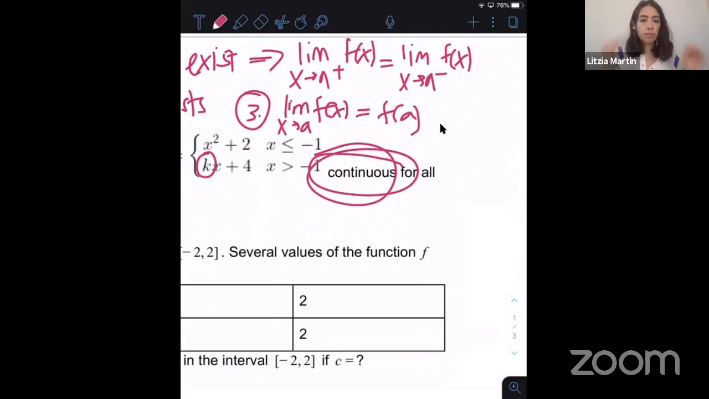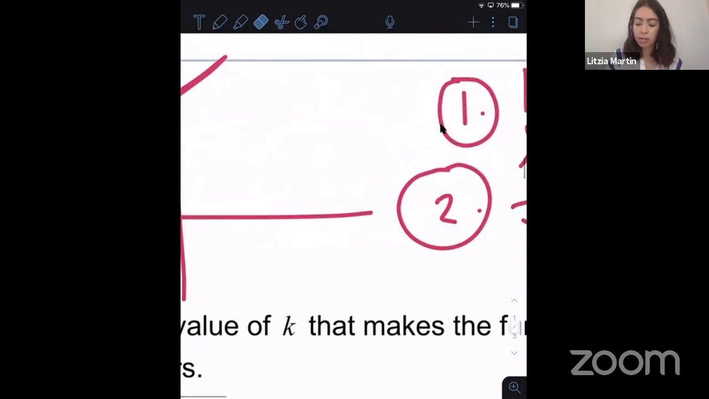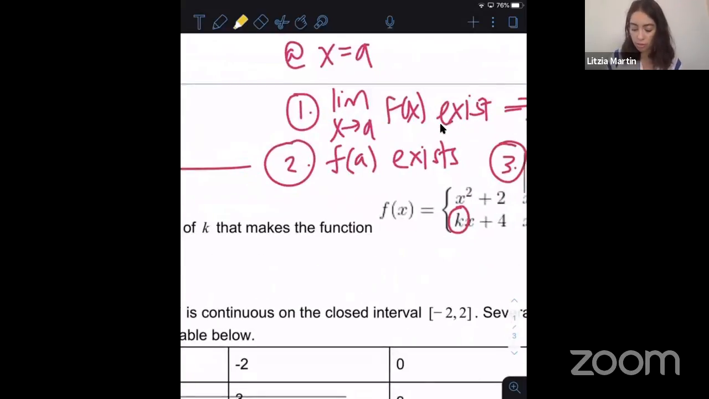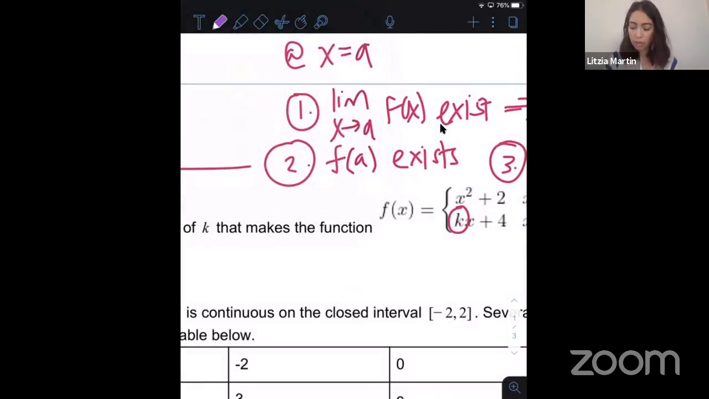So if we have a piecewise function, kind of like what we see here, that means that this left side here is the function x squared plus 2. That's the limit as x approaches -1 from the left. I'm going to try and squeeze what I can here. The limit as x approaches -1, since that's what we're trying to prove to be continuous.